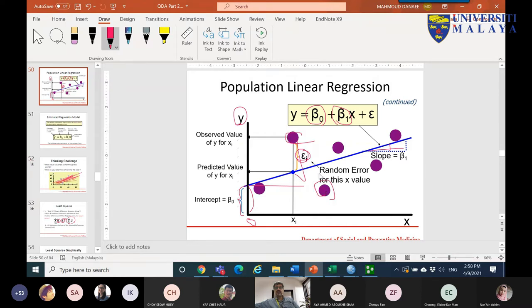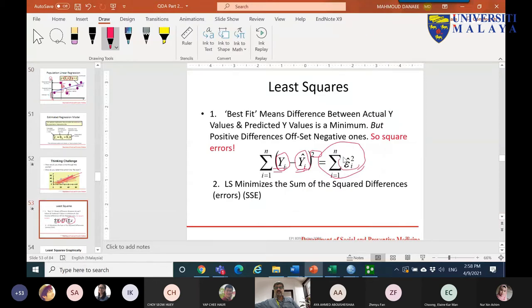The total amount of error will always be zero. So that's why we square it. The best line is called least square. The term least square refers to this concept. So we sum up the square of error terms, and the best line is the line with the minimum LS.